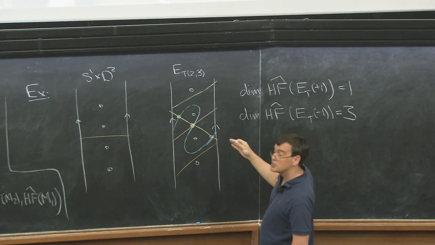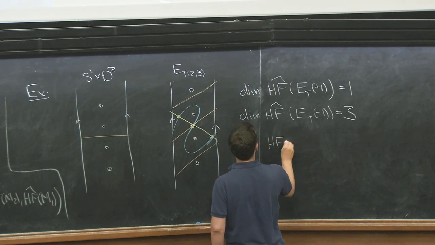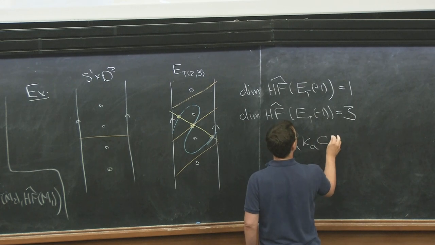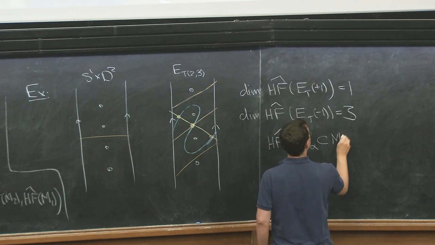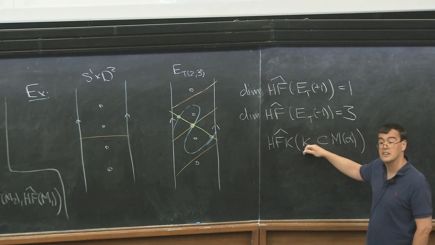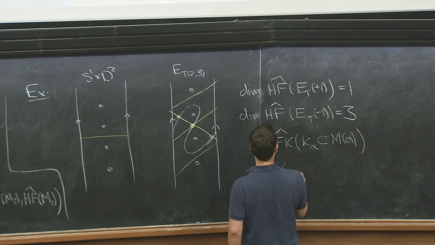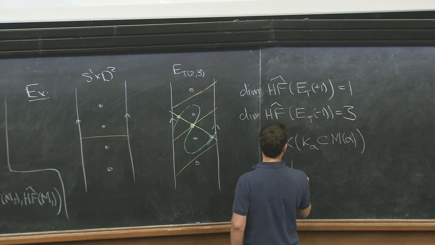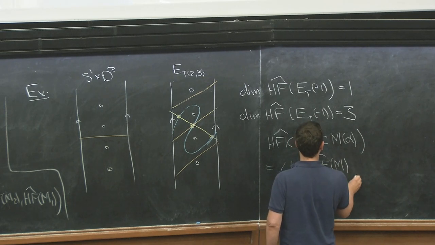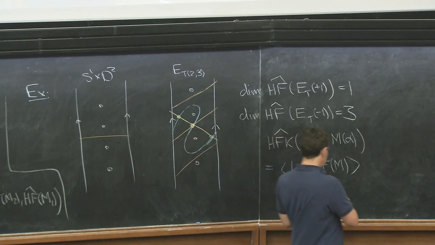Another thing you can compute from this picture is knot Floer homology. So for example, if I wanted to compute HFK hat of, let's say, K alpha contained in M of alpha, I take my manifold M, Dehn fill it along slope alpha, and then there's a core knot K alpha inside of there. This is just given by taking the pairing, you know, just write pairing instead of Hom, of the Lagrangian L alpha with HF hat of M. And this Lagrangian L alpha is now non-compact.